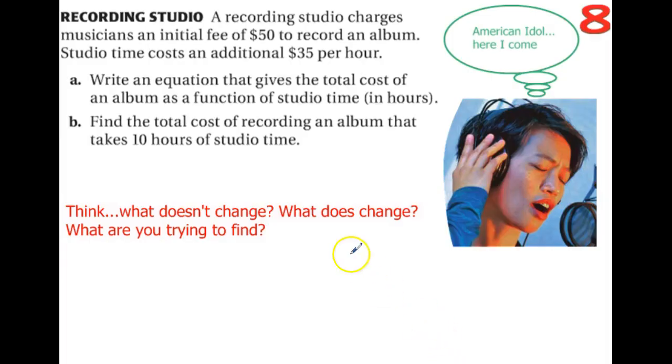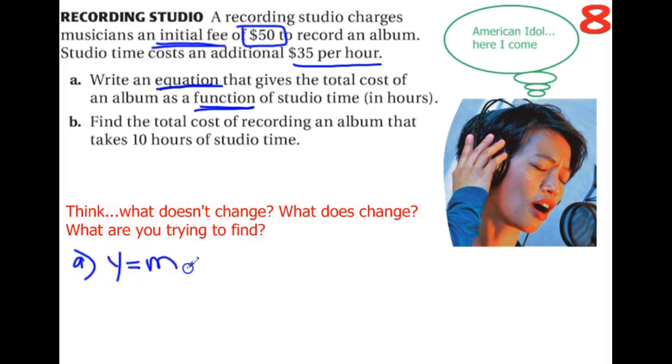And our last problem. In a recording studio, it says a recording studio charges musicians an initial fee. Initial fee would be like a one-time fee of $50 to record an album. Studio time costs an additional $35 per hour. So part A says write an equation that gives the total cost of an album as a function of studio time. So equation and function, that's function form telling us y equals mx plus b.